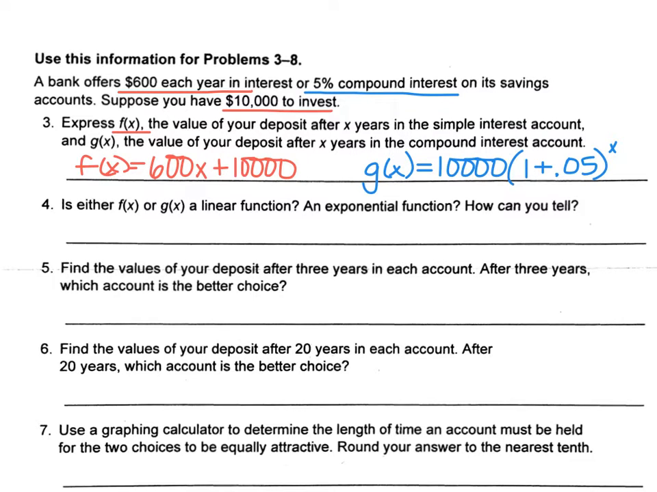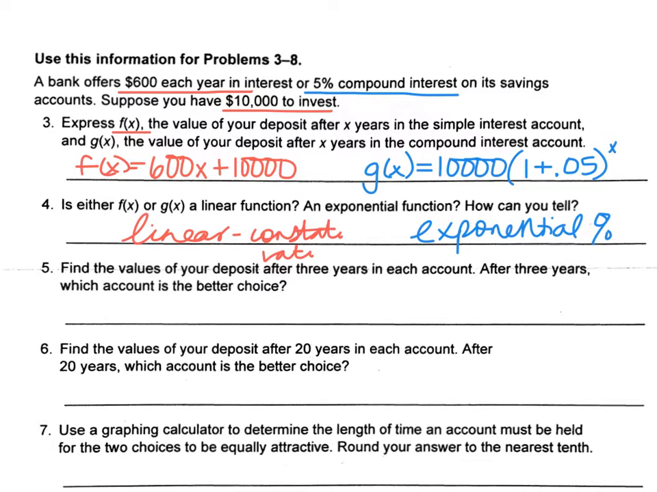All right, is either one of those linear or exponential? So hopefully you realize that the first one is linear, just like I talked about on the last slide, and that this one is going to be exponential. And you can tell exponential because it's got the percent, and linear because it's got the constant rate. Those are some terms you need to remember. All right, find the values for the deposits of each after 3 years.